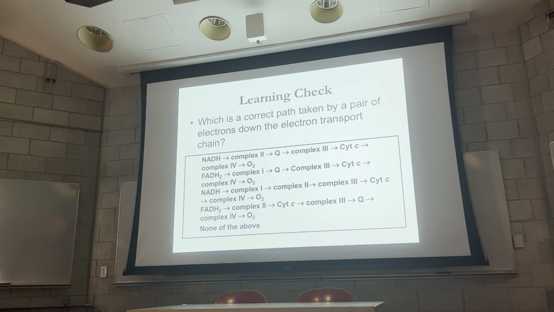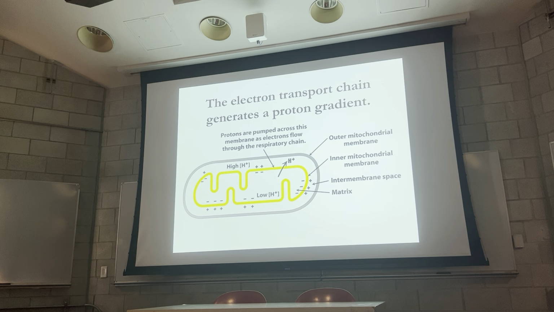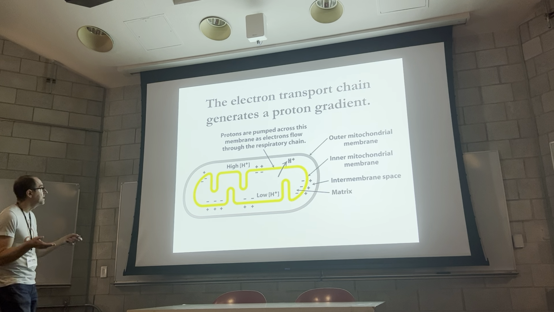Okay, so now we have our proton gradient. And remember, the mitochondrial matrix is going to be the inside of the mitochondria, and then it's separated by what we call the intermembrane space, the space between the outer membrane and the inner membrane. And that's where the proton concentration is high.